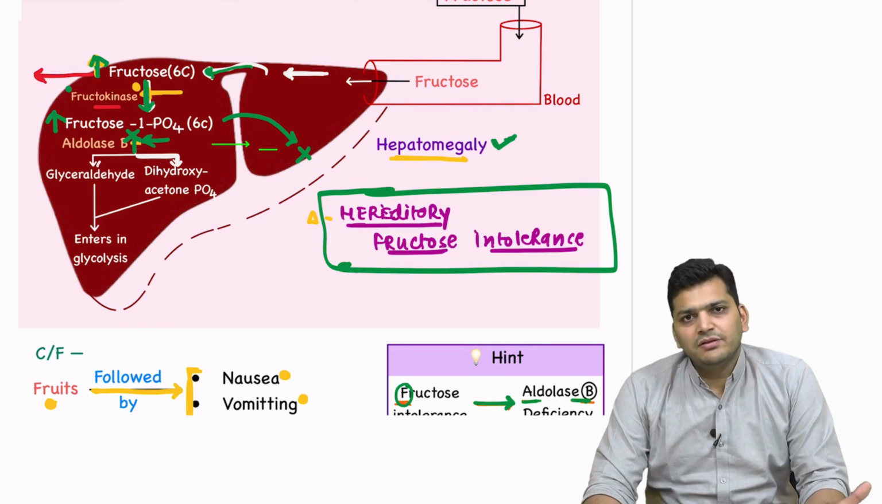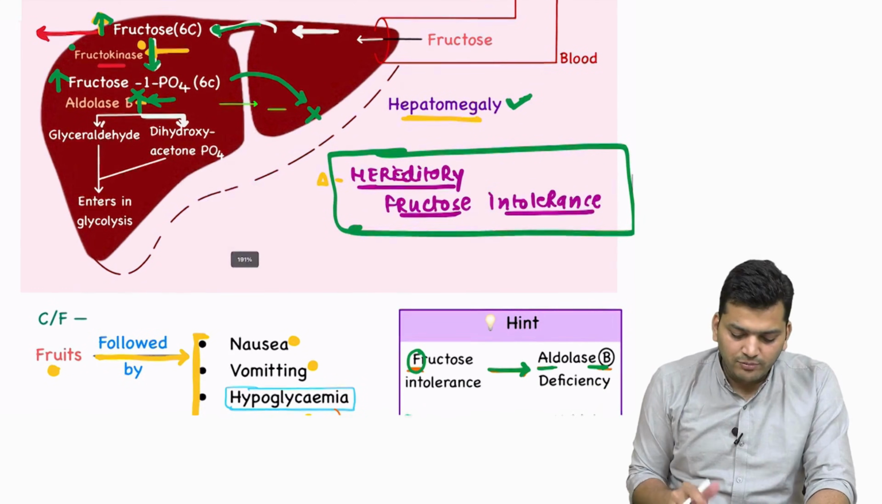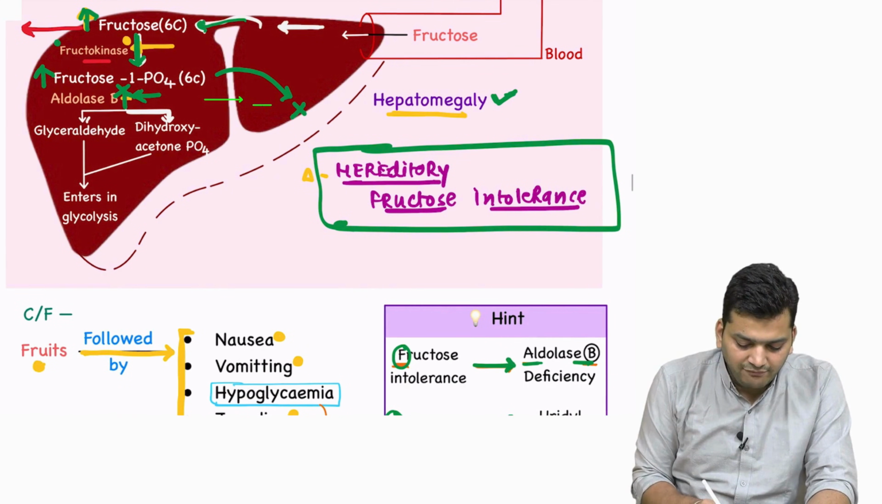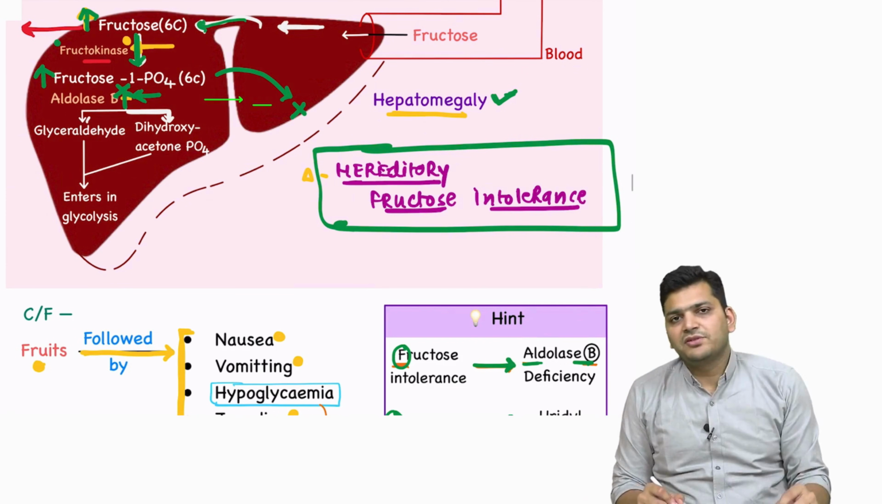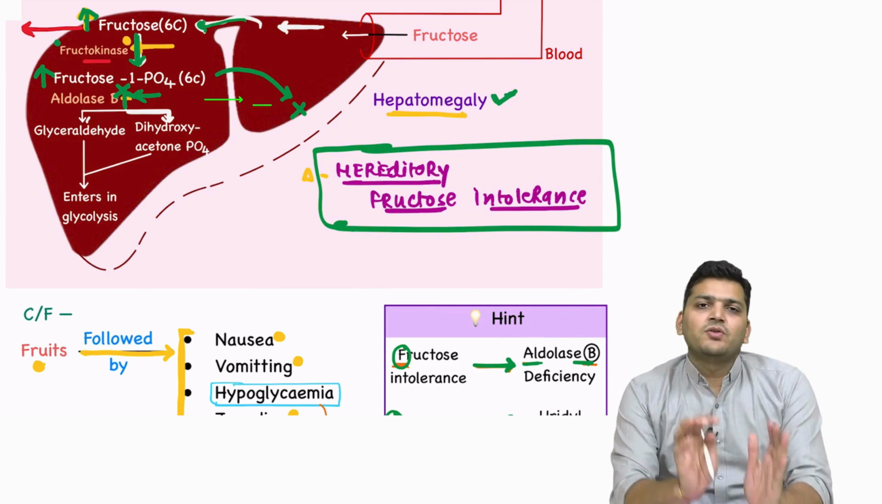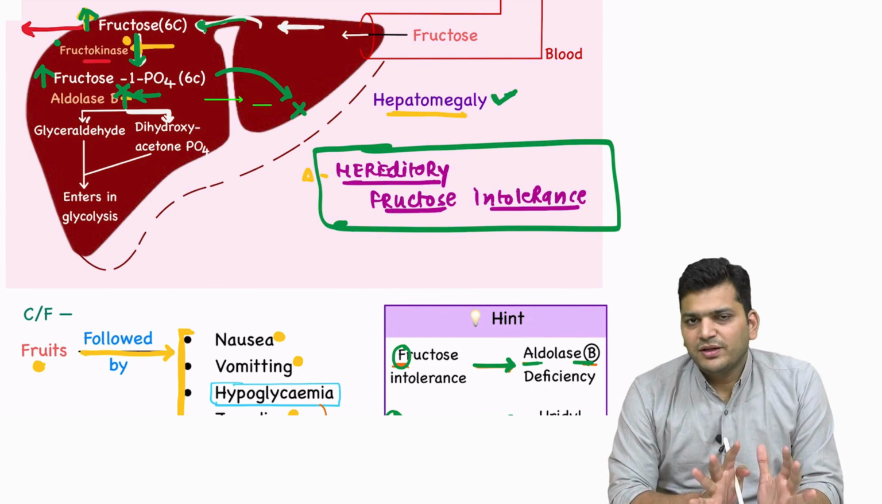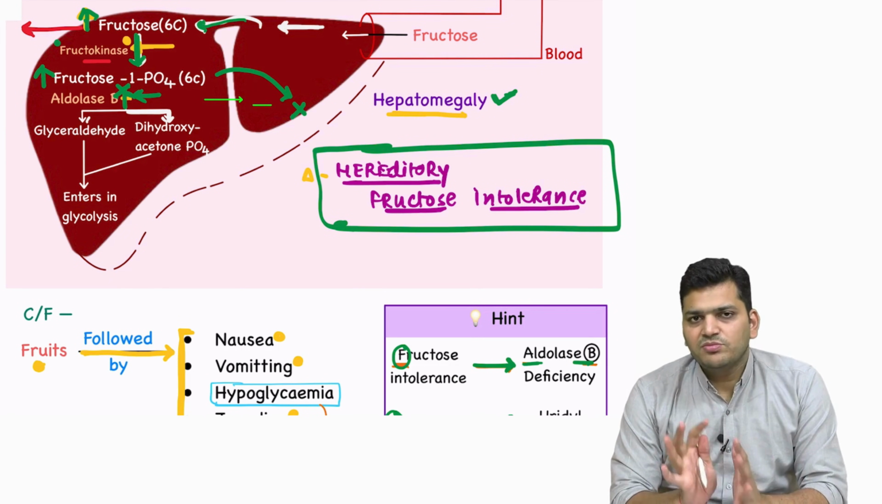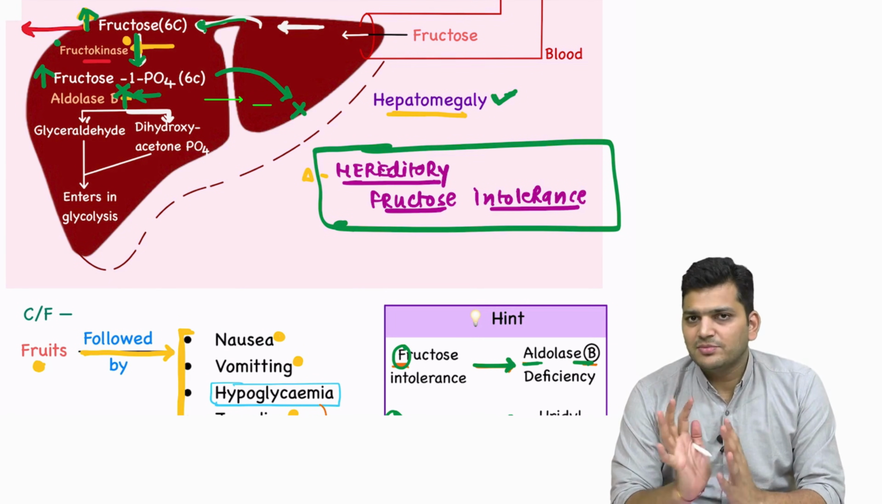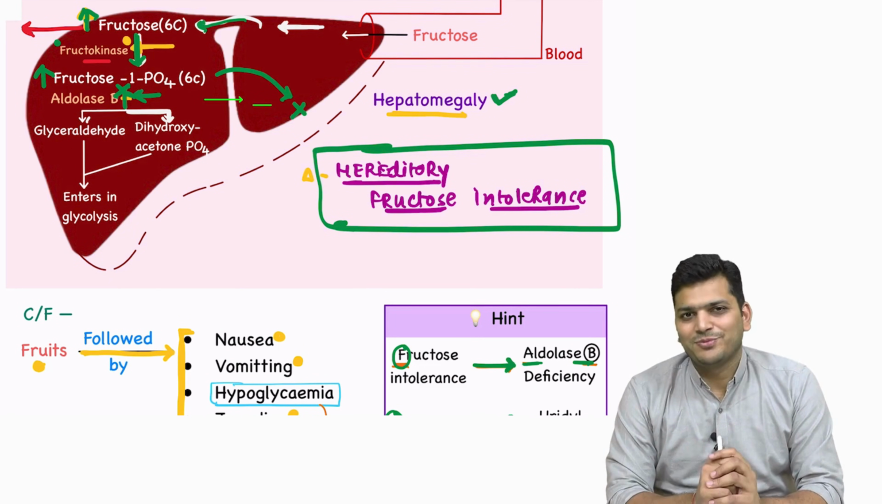So these patients will never come to hospital. It's just going to be accidental finding. But what is going to be important for us is going to be the hereditary fructose intolerance, which is due to deficiency of aldolase B. Right? So we have discussed the glucose metabolism, then the glycogen metabolism, then we have discussed the galactose metabolism, and lastly we have discussed the fructose metabolism.